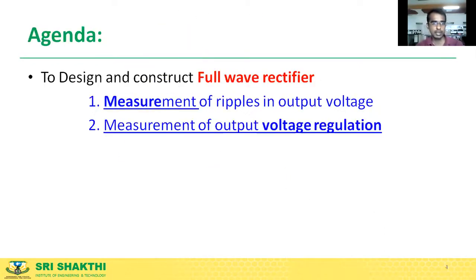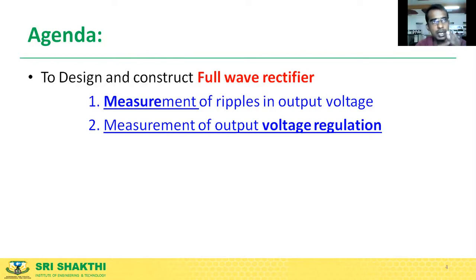The agenda of today's experiment is to design a full wave rectifier, and we have two targets. The first is to measure the ripples. Ripples are the AC component present in the DC output. The output that comes out of the rectifier is a pulsating DC, so it has a DC component as well as an AC component. We are going to measure the amplitude of the AC component.